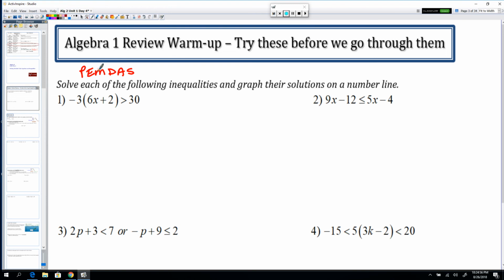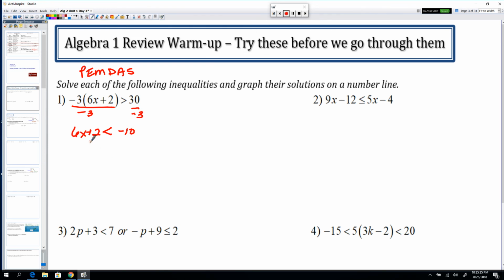Then we tackle multiplying and dividing next. If we see this out here, this is the next thing we'll tackle, so we divide both sides by -3. And remember, anytime you have an inequality and you divide by a negative to isolate the variable, you're going to want to switch the direction of your inequality. So that'll leave you with a 6x plus 2 on the left, and then we switch the direction of the inequality, and then we have a -10 on the right.